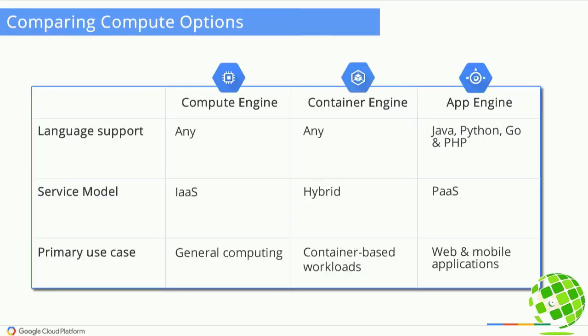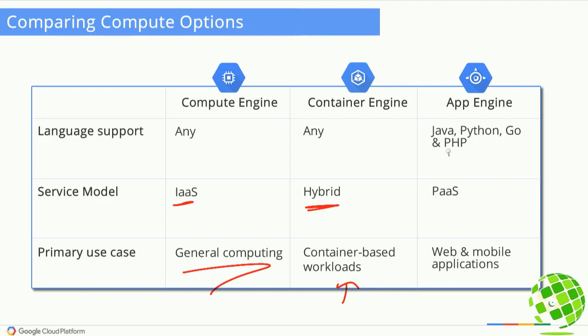So now that we've taken a look at all of our compute options here in GCP, let's compare them. So Compute Engine. Compute Engine is infrastructure as a service, and it's really meant for general computing. Again, Google handles the hardware layer. We're responsible for all the software that runs on top of it. Container Engine is a hybrid of both, meant for container-based workloads.